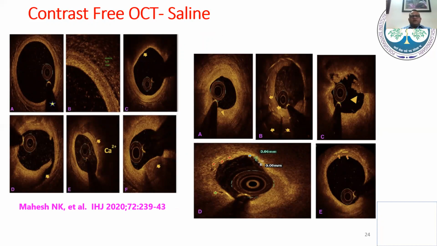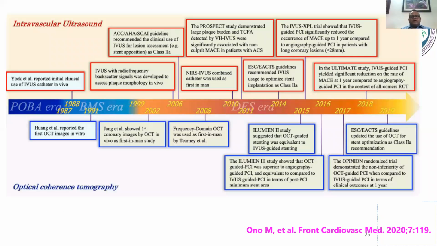Another study, along with the Army Hospital Delhi, which has been published in the Indian Heart Journal, is about the role of saline, and this is also found to be effective for adequate imaging of various lesions and stent optimization in patients who require a lesser amount of contrast during the percutaneous intervention.